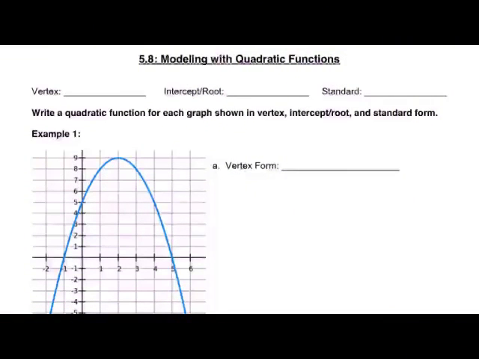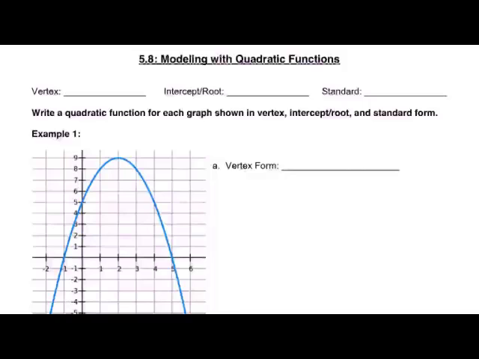These are the notes for lesson 5.8, Modeling with Quadratic Functions. In the previous sections in chapter 5, we have been graphing given an equation. In this last section in chapter 5, we're going to do just the reverse of that. We're going to be given the graph of a function, and we are going to find the equation of the function in all three forms.